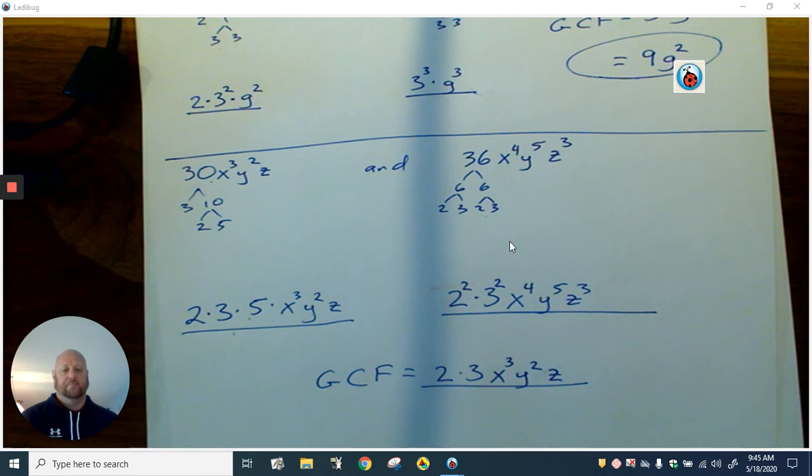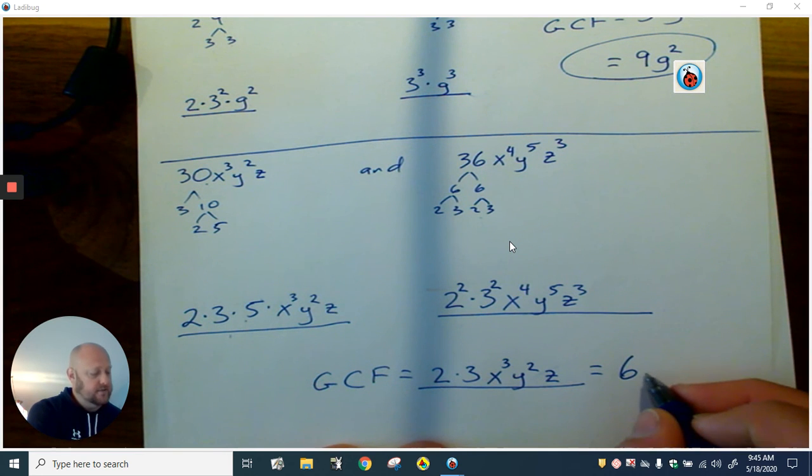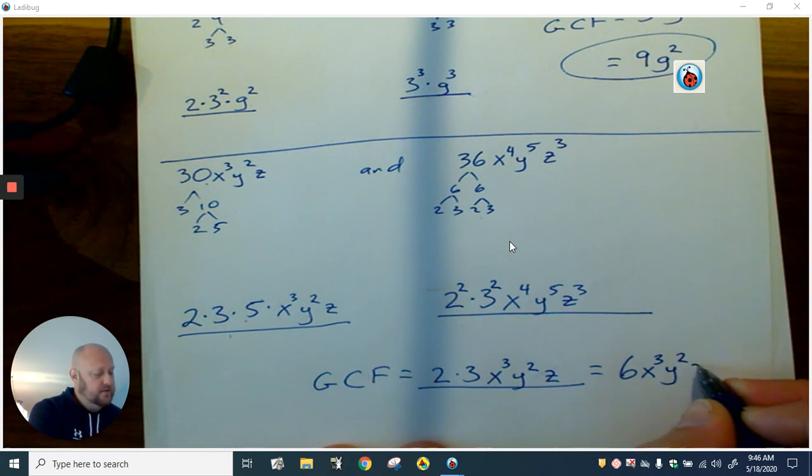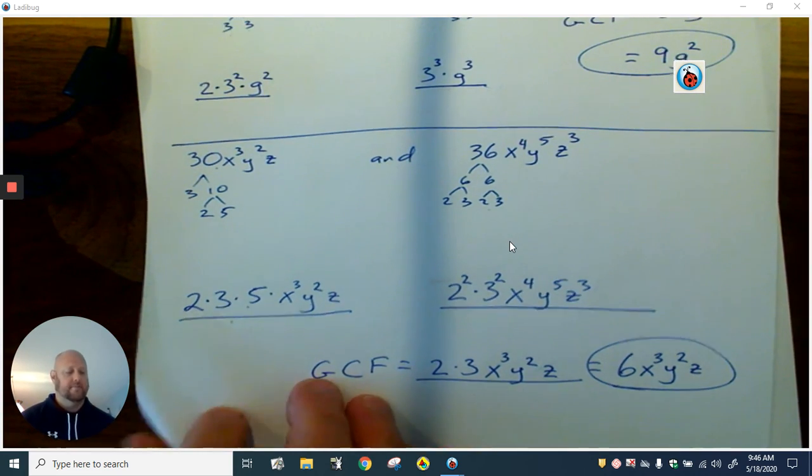1 z. Only thing left to do is multiply those back together. So the answer would be 6 x to the third y squared z. And that would be the GCF, okay?